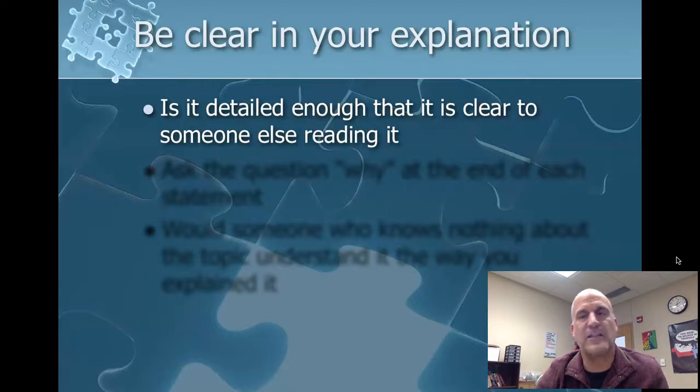So don't assume that the teacher is the audience and they already know this information. Assume it's someone that doesn't know this information or this answer. How would you explain it to them so that it made sense to them? How much detail would you have to give to make sure that it's clear to them?